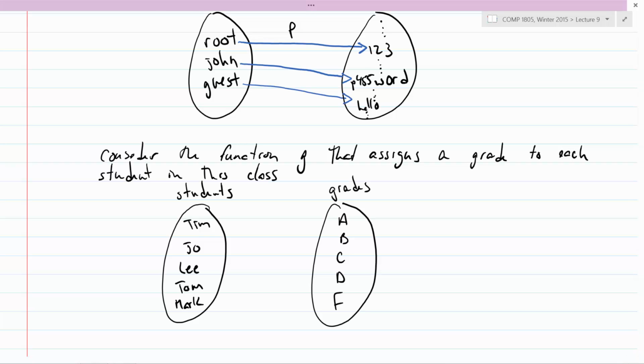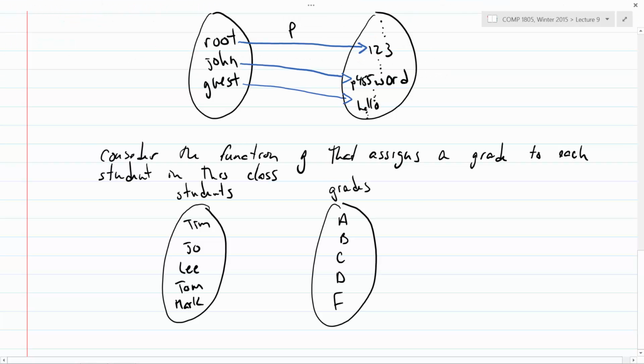All right, so now let's look at what the function is. So let's say that Tim gets an A, Joe gets an A, Lee gets a B, Tom gets a D, and Mark gets a C. So happily, no one fails. That historically does not actually happen in this class.